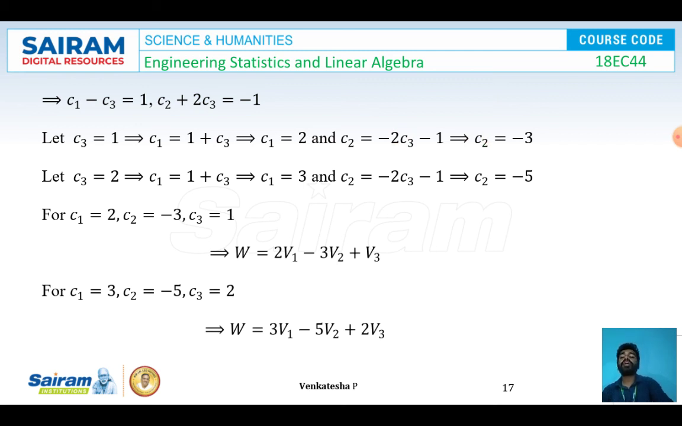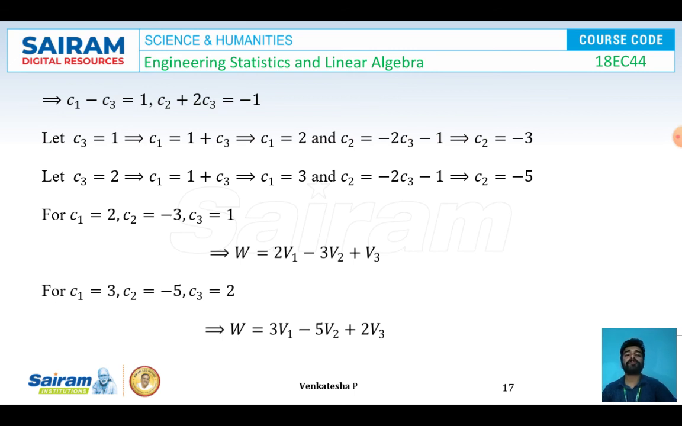Now in case 2, I am taking k = 2, so c3 = 2. It implies c1 = 3 and c2 = -5. So for the first case, c1 = 2, c2 = -3 and c3 = 1. We got w = 2v1 - 3v2 + v3. For case 2, c1 = 3, c2 = -5, c3 = 2. I got w = 3v1 - 5v2 + 2v3. So from these two cases, we can tell that w can be expressed as a linear combination of the three vectors v1, v2, v3.